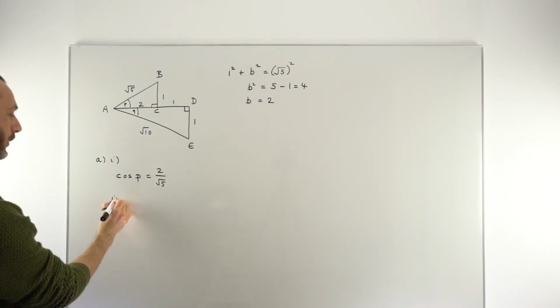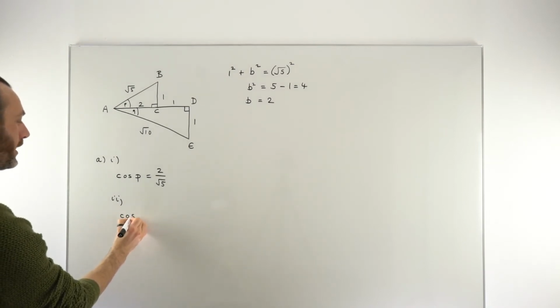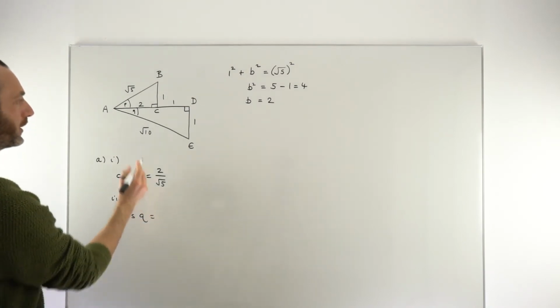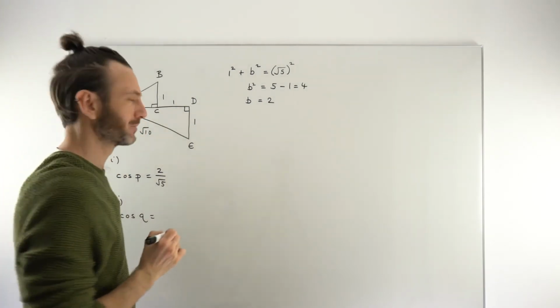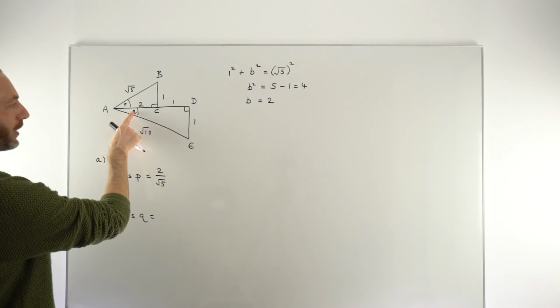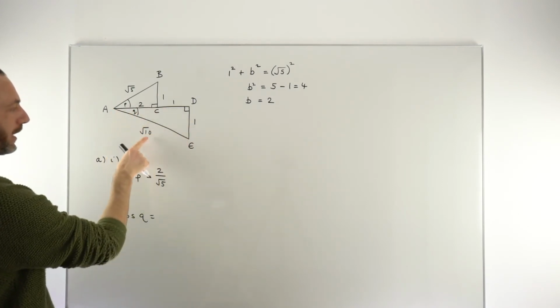Okay, and then part 2 of the question, we're doing the same thing, but we're trying to work out the cosine of Q. So switching to the other triangle and the other reference angle, this is a Q there. It looks a little bit like a 9, but it's meant to be a Q. So this time our reference angle is here. So this is opposite, adjacent, and hypotenuse.